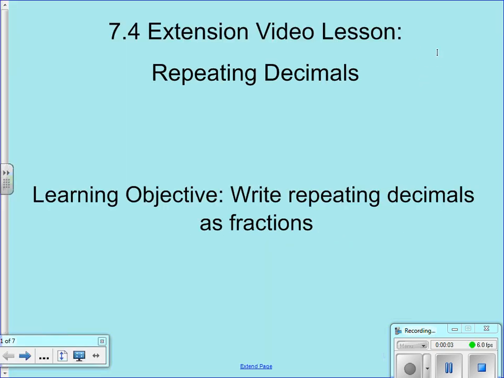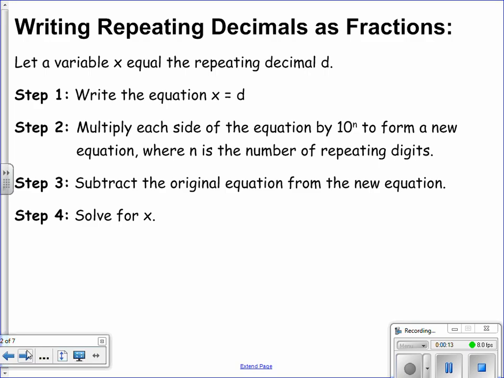Welcome to video lesson 7.4, the extension on repeating decimals. In this lesson, we're going to learn how to write repeating decimals as fractions. Here are the steps in order to be able to write any repeating decimal as a fraction.